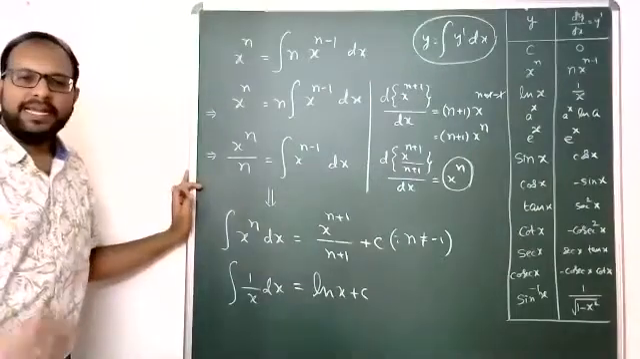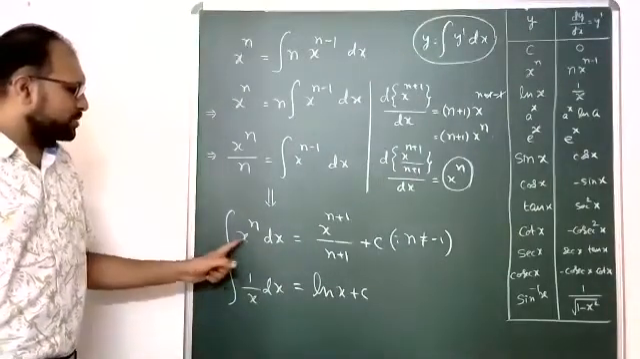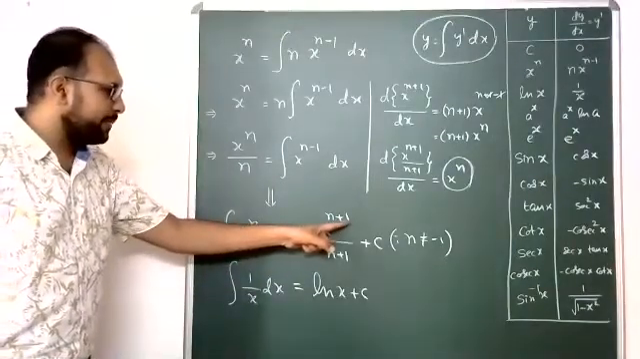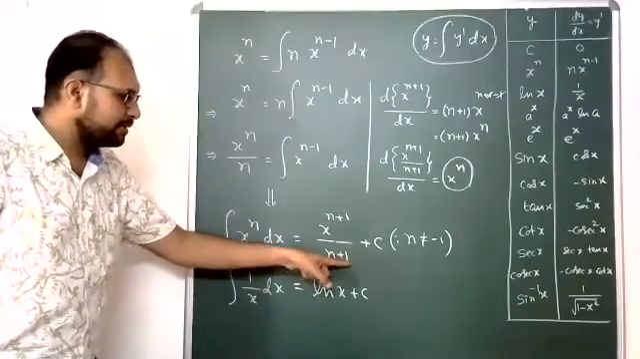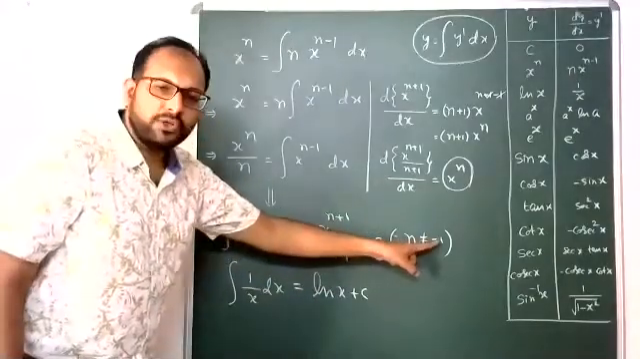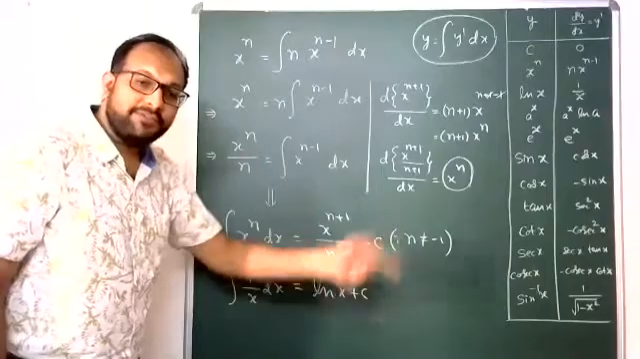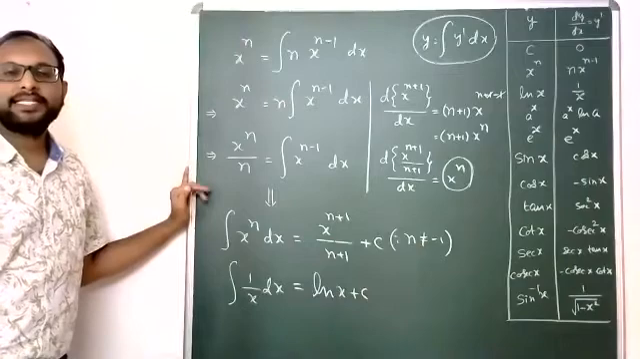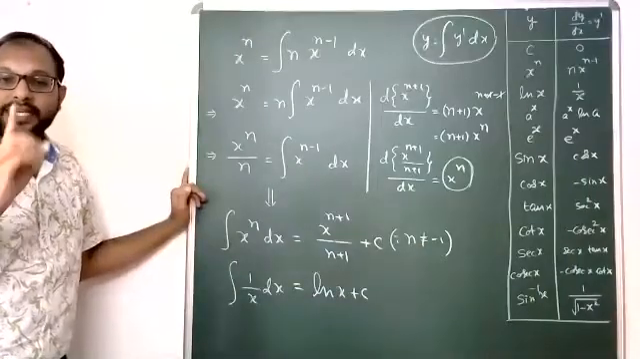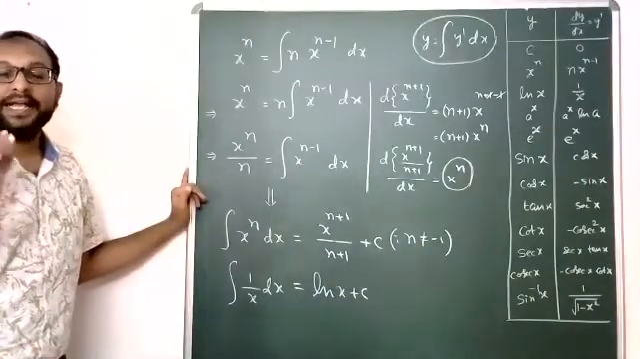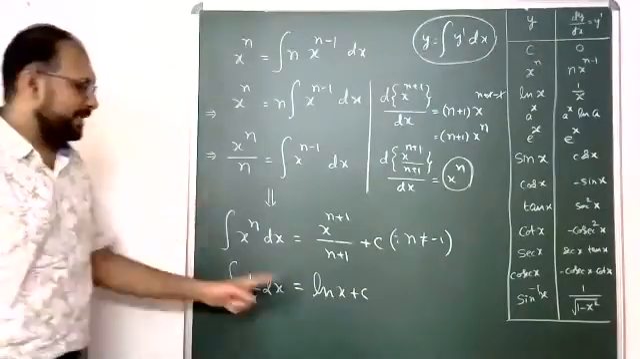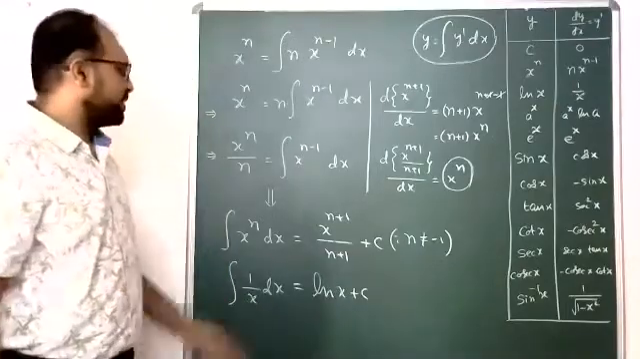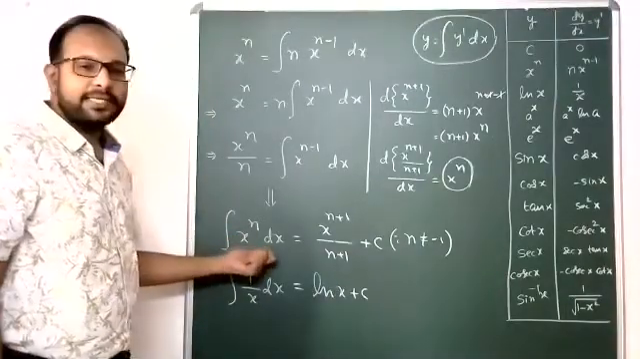So that's why, finalizing: the integral of x to the power of n dx equals x to the power of n plus 1 divided by n plus 1, but n is not equal to minus 1. Suppose n equals minus 1, the answer is ln x. Ln x means log x base e. This is the natural logarithm. I hope all students now remember this main important formula.